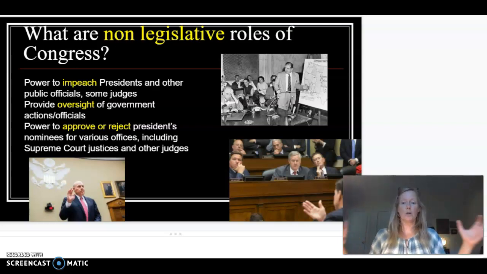And then the third one is the power to approve or reject presidential nominees. There is a huge one right now. Supreme Court Justice Ruth Bader Ginsburg died. Maybe Trump is going to squeeze in a nomination before the election. People are saying he should not have that power right now, but it's happening. So judges and other officials in the government have to be approved by the Senate. That's your check and balance.